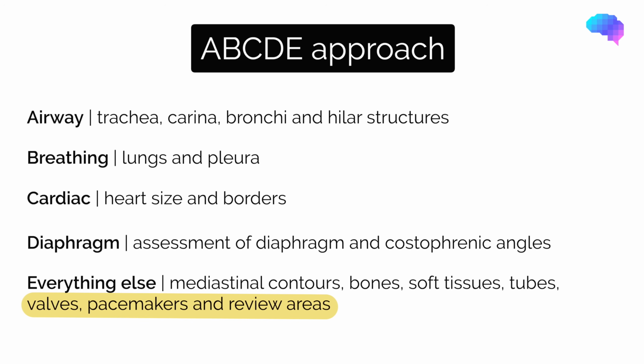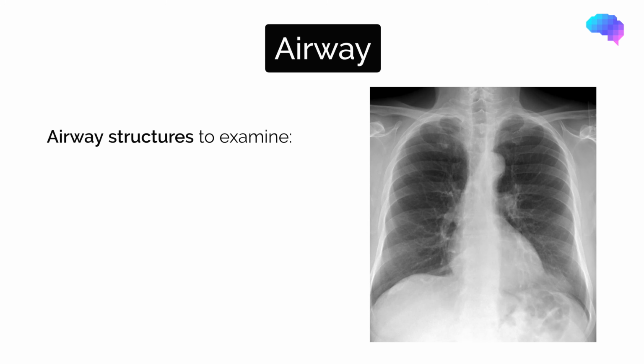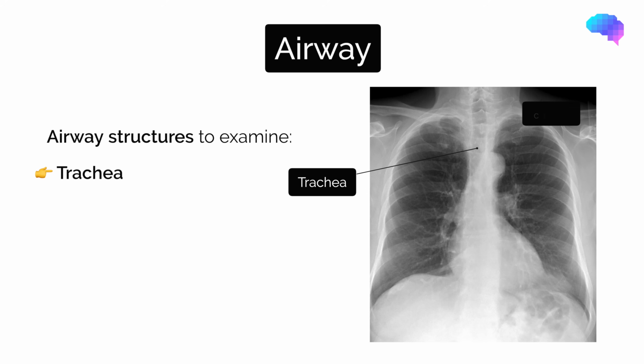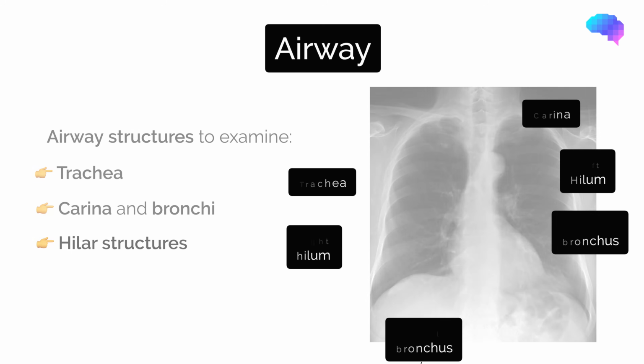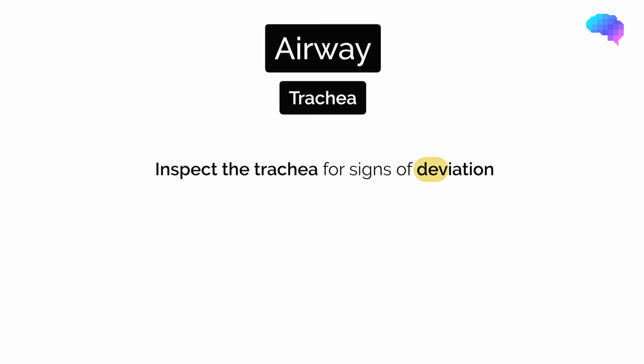Remember, when interpreting an X-ray, the images are laterally inverted. Let's now look at each area in more depth. The first area for inspection is the airway. When assessing the airway, the following structures should be examined: the trachea, carina and bronchi, and hilar structures. The first thing to consider when inspecting the trachea is whether there are any signs of deviation.